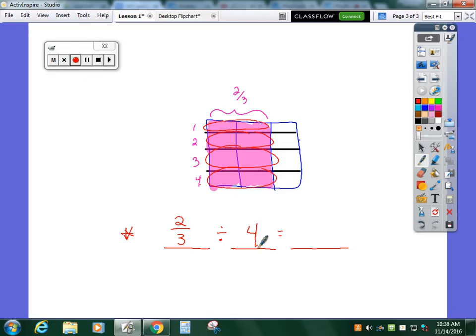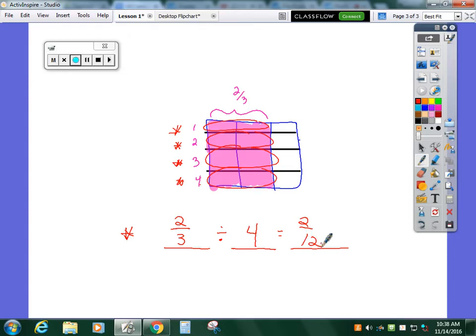Now your teacher might want to pause this right now to say, okay, what's the answer? And then unpause it when you think you understand it. It's really asking you how much is in each one of these sections. Okay, and if I kind of use the technique we did before, if we keep the 2, 3 times 4 is 12. Let's see if the answer is 2 12s.